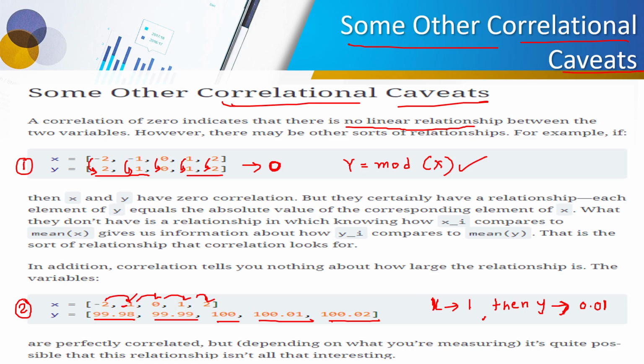Is it clear? This mod relation and this second relation are not represented in terms of your correlation. This is again a relationship, but we can represent it in this way. That's why it is mentioned as some other correlation caveats. Is it clear? Is this part clear? Okay. And this is again theoretical. For this they will be asking a 1 or 2 mark question, not more than that.